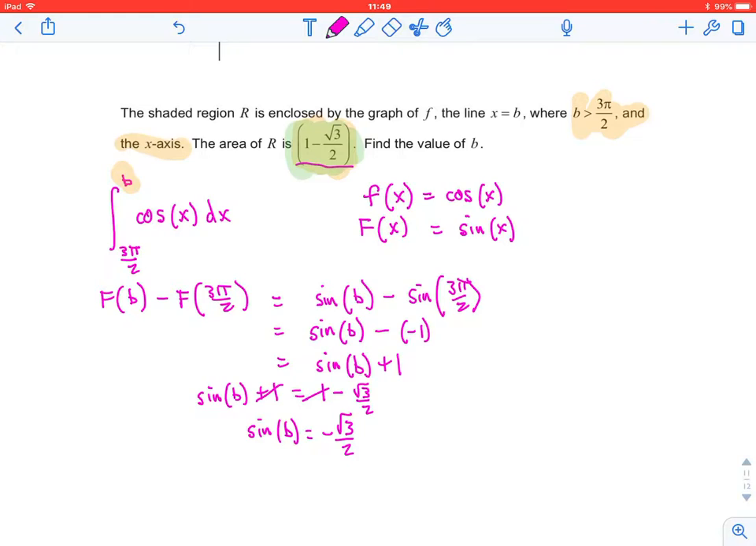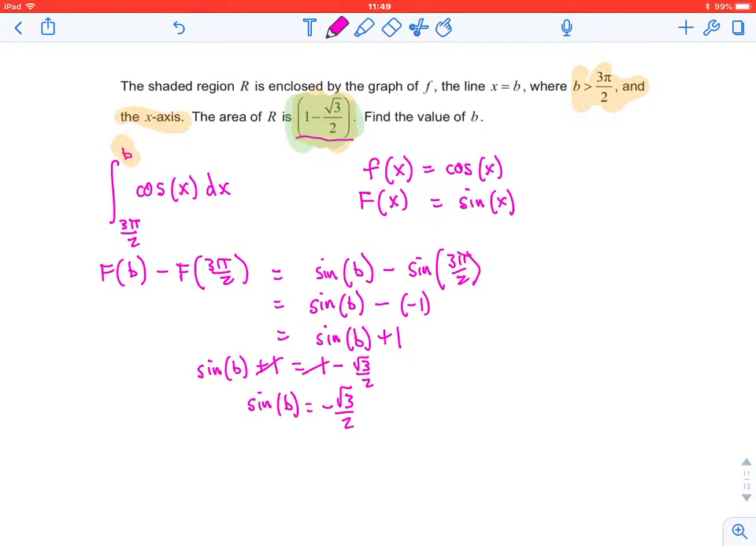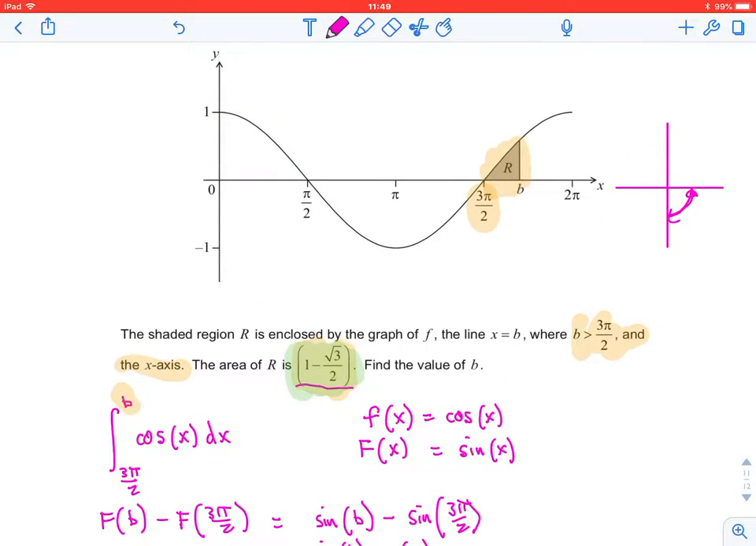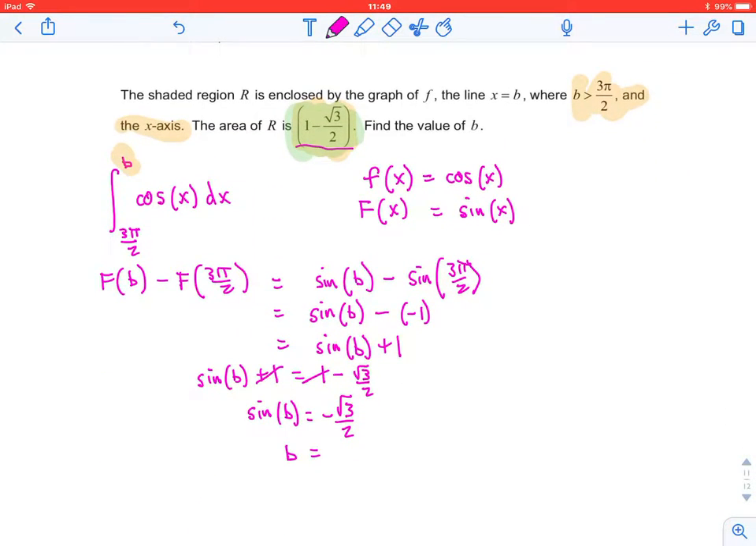And so we can think about where that is. We can play around with that a little bit and get that the value where that has to happen is going to be somewhere around here. Okay, we're not quite to the pi over 4, we're not quite to the pi over 6, so it has to be this one, which tells us that b has to be 5 pi over 3. And there is our final answer for the question.